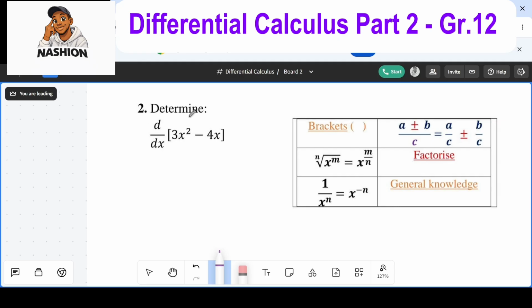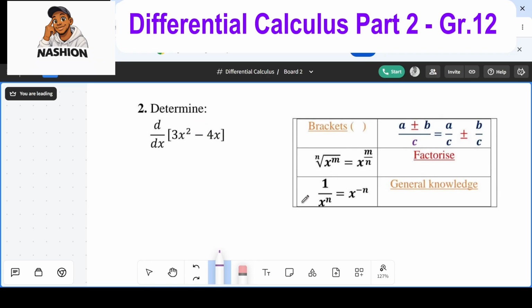Question 2. Determine d of all that over dx. Okay guys, we have different notations to express the derivative. In the first question we did, they said find dy over dx. So the notation we use to express the derivative will really depend on what we are given. But in this case, they are saying determine d, we are used to dy over dx. So that will mean whatever is in brackets here is our y. So this is the same as saying determine dy over dx.